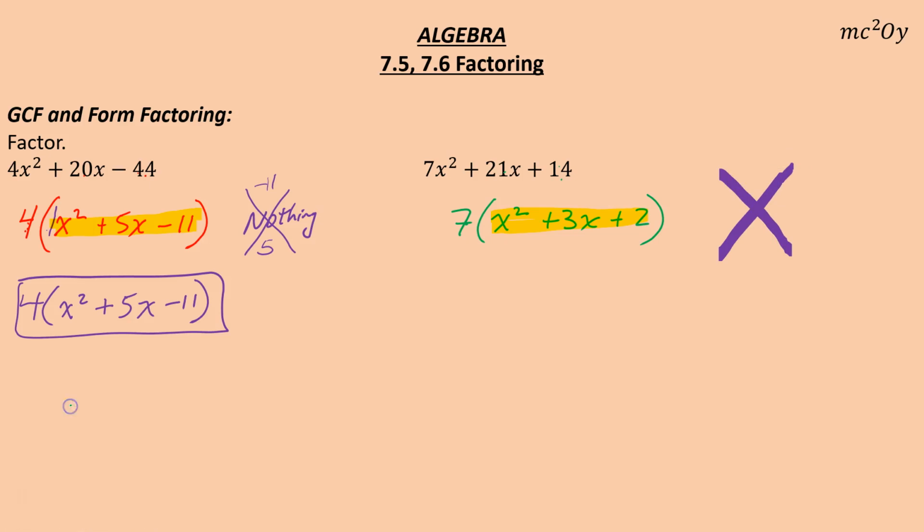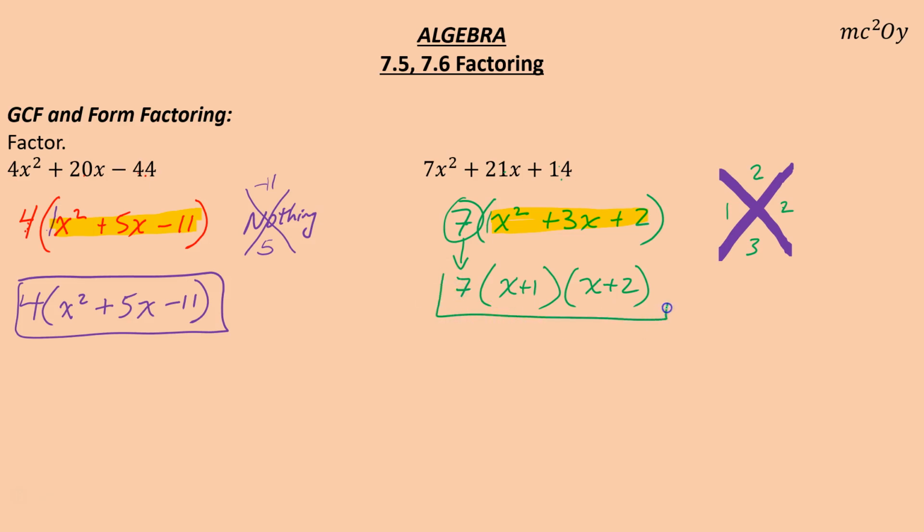Okay, but I'm going to go ahead and change colors here. 2 things that multiply to make 1 by 2 or 2 and add to 3. Well, that'd be 1 and 2, right? 1 times 2 is 2, and 1 plus 2 is 3. So the highlighted part becomes x plus 1 times x plus 2, and then the 7, like I said, it just kind of tags along there.